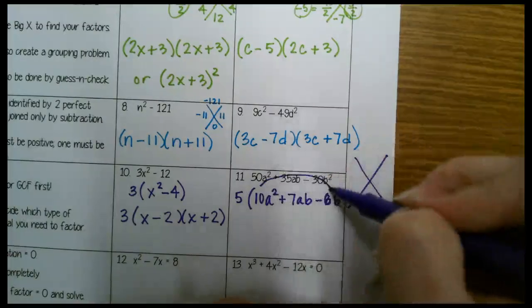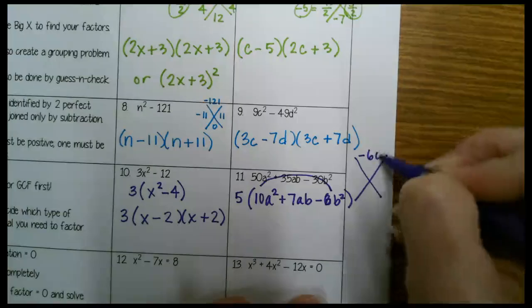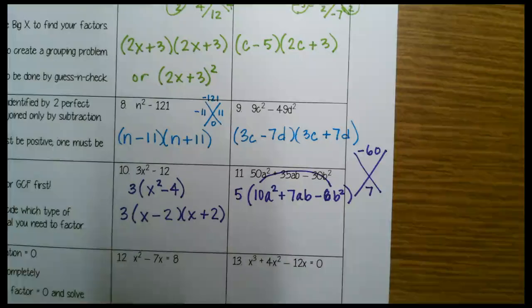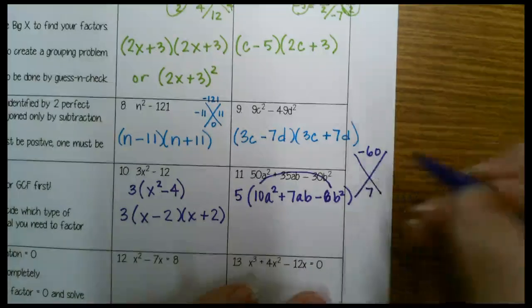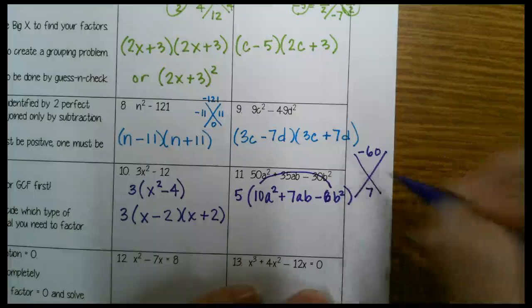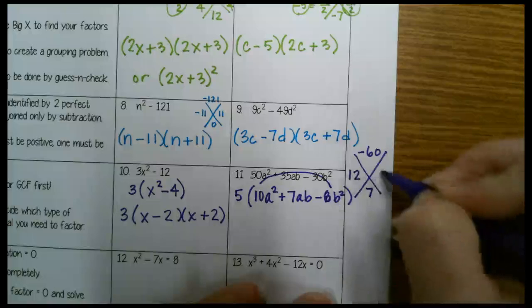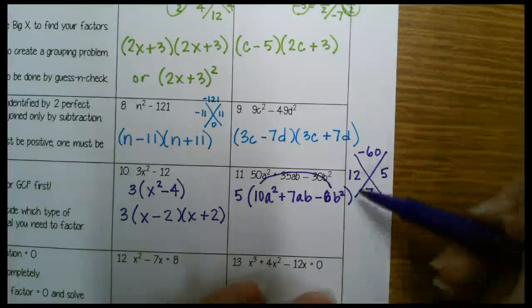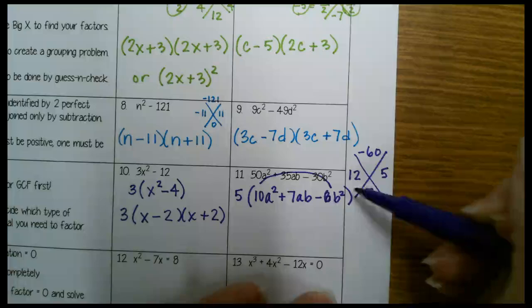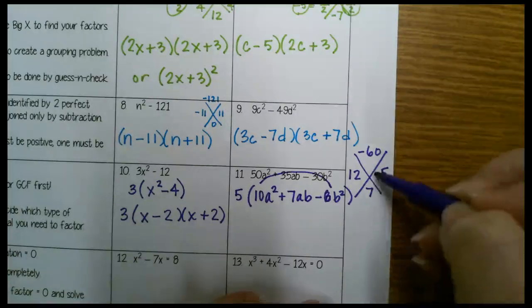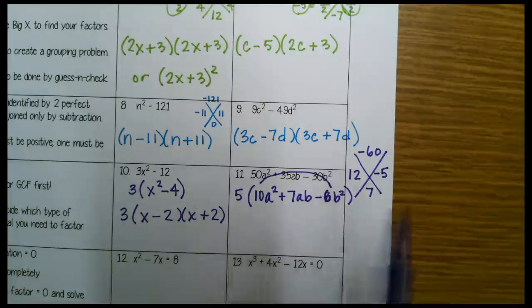I'm looking for numbers that multiply to be negative 60, but add up to positive 7. One way to get 60 is with 6 and 10, but that's not going to help me get the 7. So we need to think of another way. We can get negative 60 if we multiply 12 and 5. One of them has to be negative, but in order to get a 7, I need the 5 to be negative. So now I can multiply to get negative 60 and add them together to get 7.